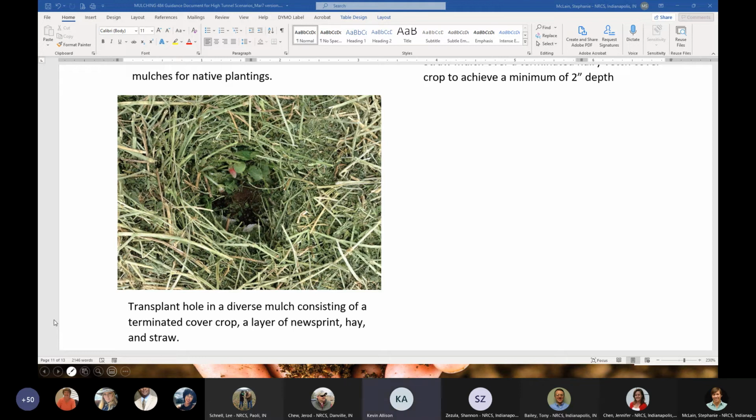I think it's just diverse mulch, and then the transplant hole is created and planted into. And that looks like a pretty deep hole of mulch. Yes. Yep. That's probably at least 2 inches, right? I think there's crimson clover that's chopped down, and there's probably newspaper over that, and it looks like some alfalfa hay in this context. Yep.